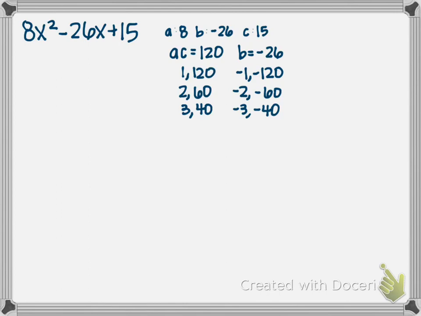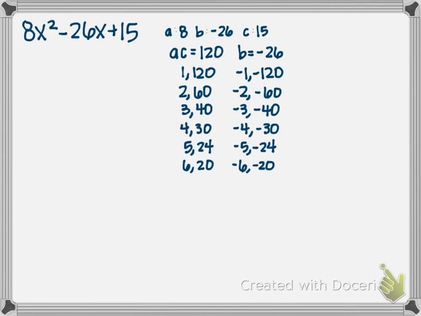4 goes into 120 30 times, -4 and -30. 5 goes into 120. I know that 5 goes in because it ends in a 0. So 5 into 120, 24 times. So I could also have -5 and -24. 6 goes into 120, 20 times. -6, -20. 7 does not go into 120.